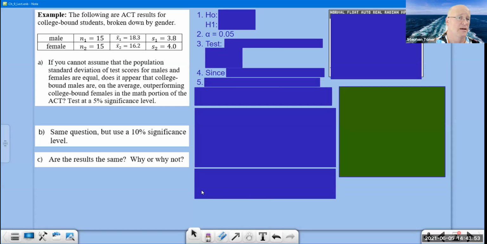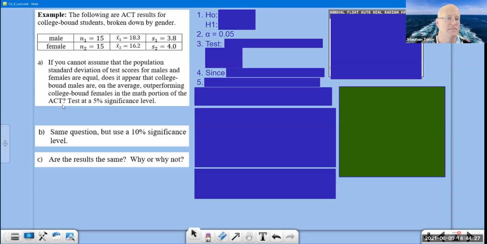Next problem. The following are ACT results for college-bound students broken down by gender. And you don't need to rush and type them in your calculator because I just have a summary here. And it says if you cannot assume the population standard deviation of test scores for males and females are equal, okay, we can't assume sigma 1 equals sigma 2. Does it appear that college-bound males are, on the average, outperforming college-bound females in the math portion of the ACT?